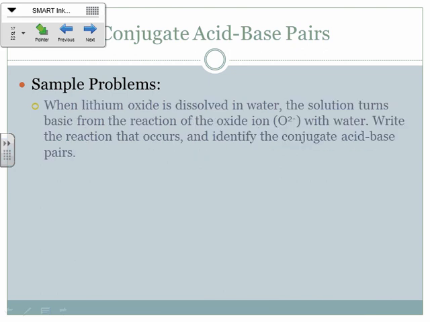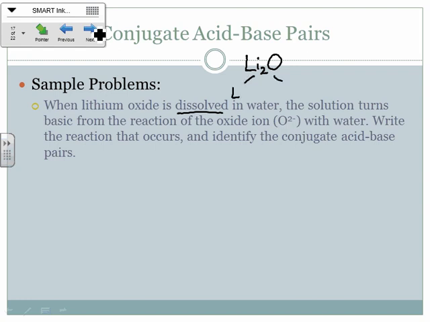When lithium oxide is dissolved in water, the solution turns basic from the reaction of the oxide ion with the water. Write the reaction that occurs and identify the conjugate acid-base pairs. Okay, so lithium oxide, this might be the kind of question you get asked on the AP exam on the equation writing section. Lithium oxide is Li2O. As soon as we put this in water, it dissolves. We should have known that because lithium is an alkali metal, so it's going to dissolve in water.